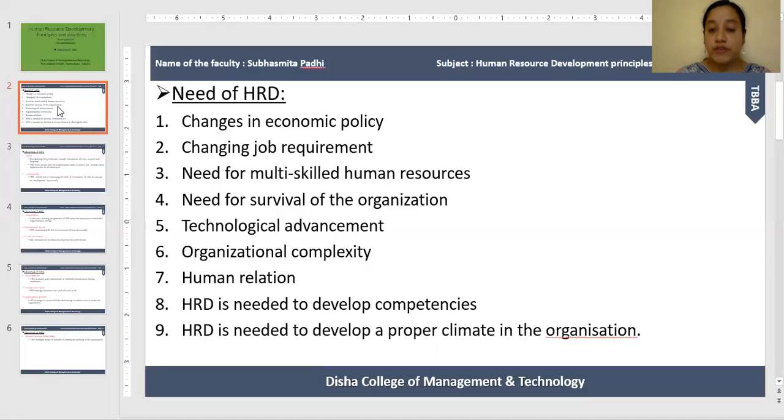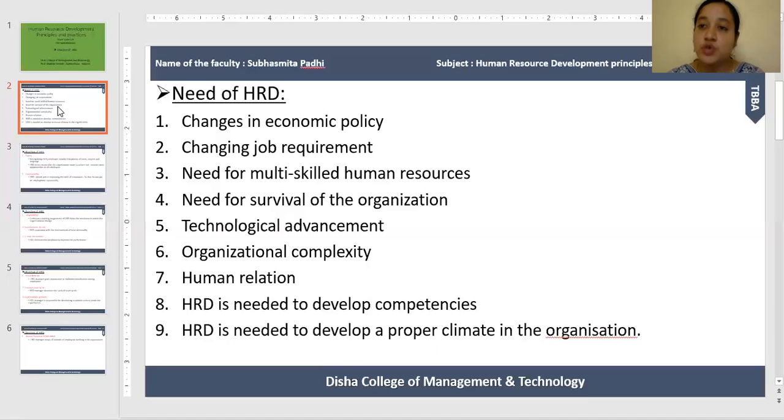due to developing the competencies of human resource. Initially, I told that HRD is a part and parcel of HRM. Means HRM has to perform a number of functions. Out of that, the training and development function is very important. HRD gives importance to that particular function of HRM.